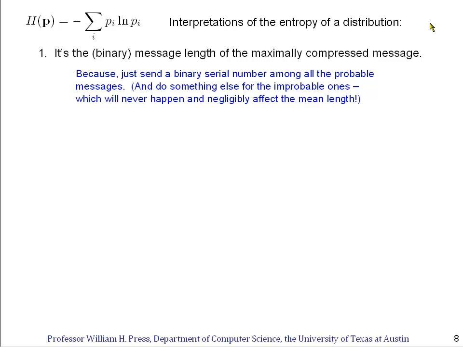And the way you can see that at a high conceptual level is that entropy divides the probable messages from the highly improbable messages. You could just send the binary serial number of your particular message among all probable messages. And then what if you ever got an improbable one? Well, you'd have to do something else, but that something else would occur exponentially rarely and not add anything to the mean length. Something else would be like an escape code signaling what I'm about to send you is not a serial number.